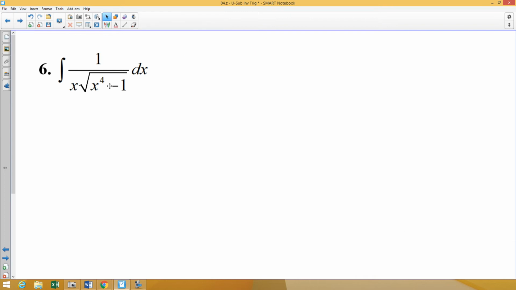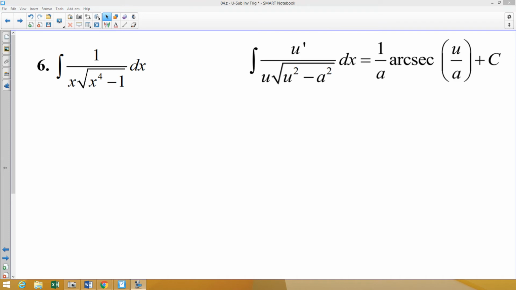Let's try this one. So we're looking at number 6 here. And this one might introduce a new situation for my students. I am looking at this one, and it looks an awful lot like my formula for the antiderivative of arcsecant, which is right here. So when I'm looking at this, the only easy thing to see in this one is that I have minus 1, which means my a value is 1.